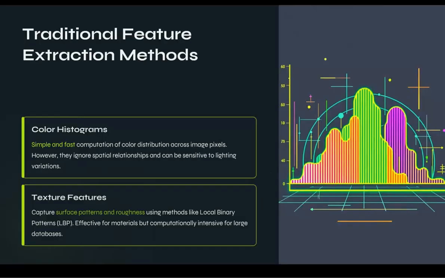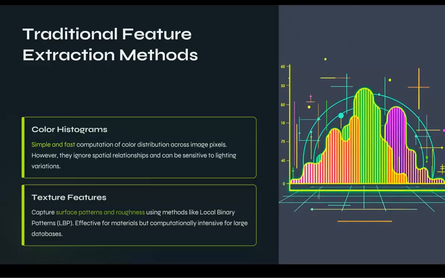So, the literature review. Historically, CBIR research focused on handcrafted features. Color histograms were one of the earliest and most widely used methods. They are fast and effective, but ignore spatial layouts. So two images with very different structures but the same color distribution might look identical to the system.